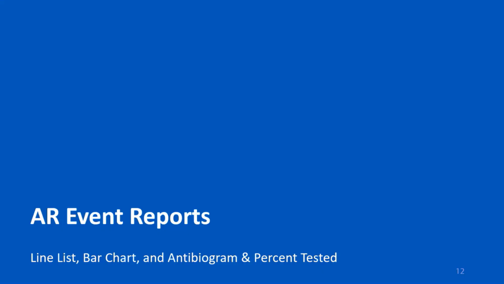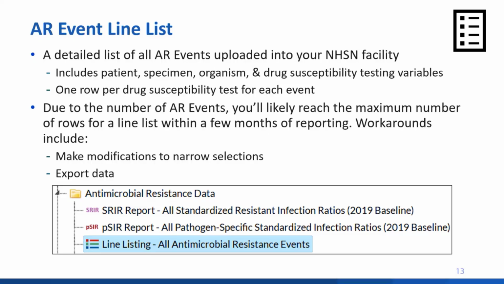So let's start by talking about our AR event reports. These include a line list, a bar chart, and the antibiogram and percent tested report. So the first is our AR event line list. In the analysis reports folder, this is named the line listing all antimicrobial resistance events report.